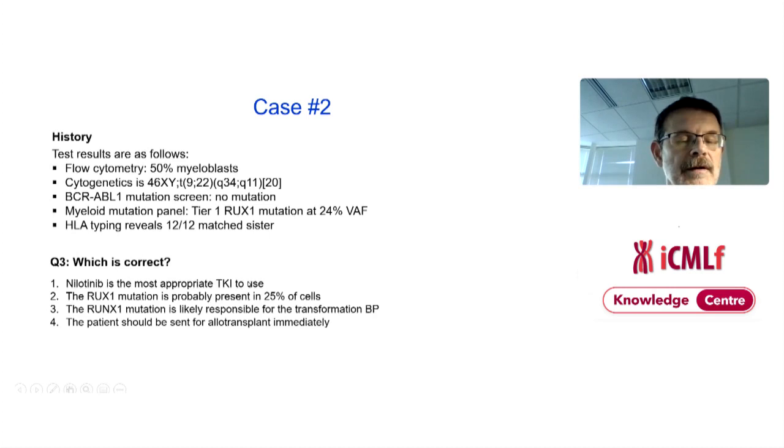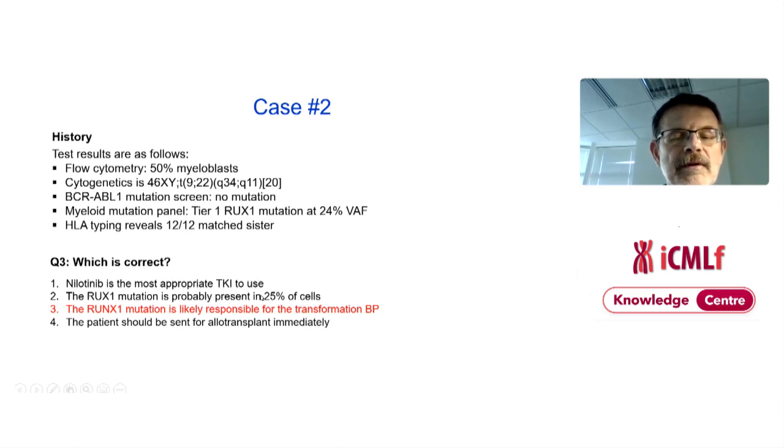Nilotinib is the most appropriate TKI to use. The RUNX1 mutation is probably present in about 25% of cells. The RUNX1 mutation is likely responsible for the transformation to blast phase, and the patient should be sent for an allotransplant immediately. So I would think the RUNX1 mutation is likely responsible for the transformation to blast phase is the only correct answer here. Nilotinib is certainly not appropriate. Actually, it doesn't even have an indication for blast phase CML. So I would argue probably the best option here is ponatinib as the most potent, currently approved BCR-ABL TKI.